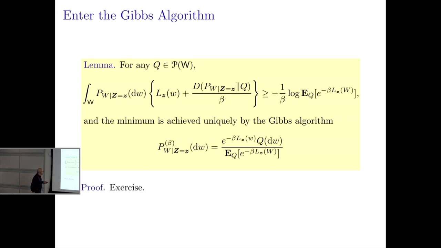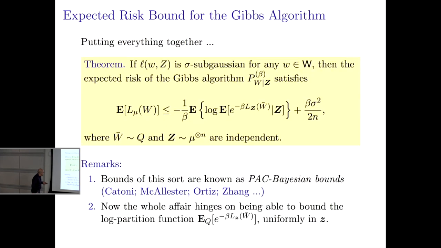And it turns out that you can actually use this to do some calculations. Now this is not a generalization bound. This is just a bound on the out-of-sample risk of the Gibbs algorithm, which looks a little weird. Now we have this beta sigma squared over 2n, which doesn't depend on anything. It's just a parameter, beta is the parameter of the Gibbs algorithm. But here we have, it's kind of weird, minus 1 over beta log another expectation.